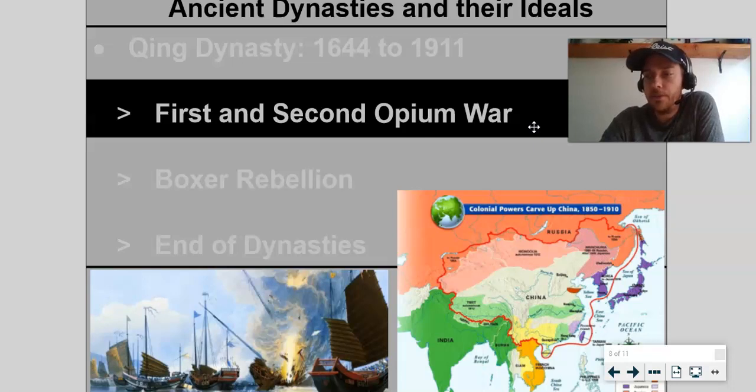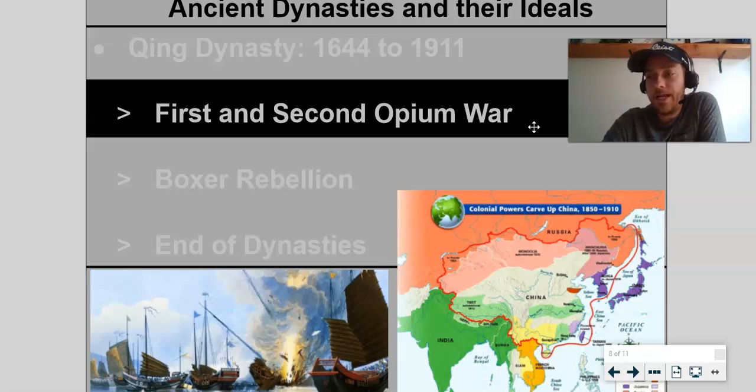So trade was a big issue, and as we started to see more trade occur, more foreign influence occurred. Then we see these wars, the First and Second Opium Wars, where the British basically just dominate because of their military technology, and they're able to gain more influence over China. France, Russia, and the United States join along with England, and they start to have influence as well.